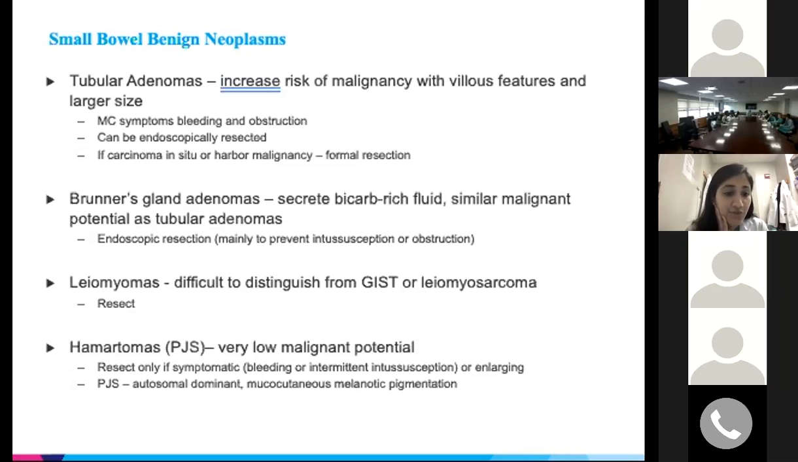And then hamartomas are often seen in Peutz-Jeghers syndrome. Peutz-Jeghers syndrome is characterized by multiple GI hamartomas and mucocutaneous pigmentation. The hamartomas very rarely undergo malignant transformation, so you only really need to resect them if they are symptomatic or enlarging. These patients, however, do have an increased risk of several cancers. They have an increased risk of gastric, colonic, prostate, and ovarian cancer.